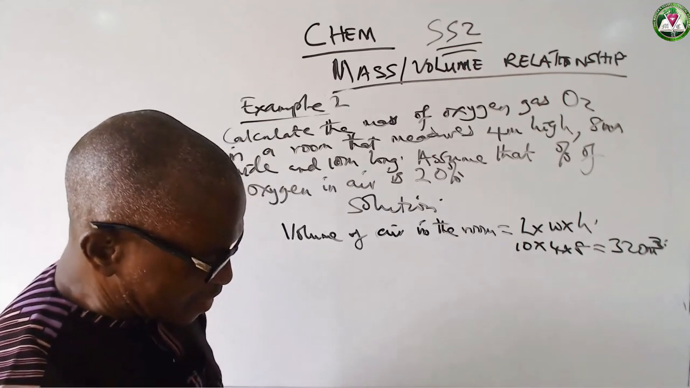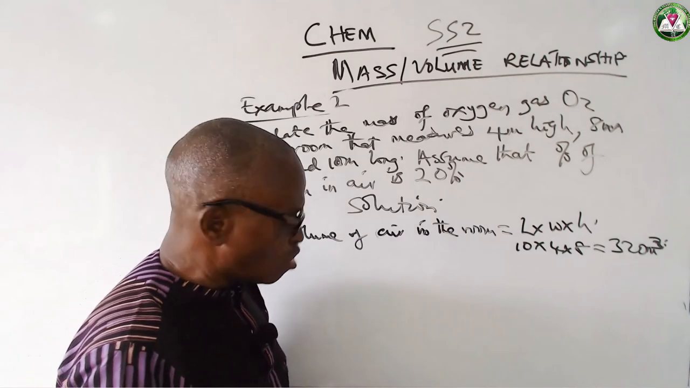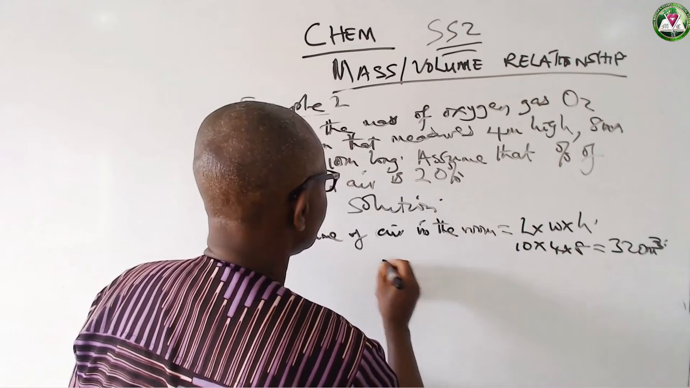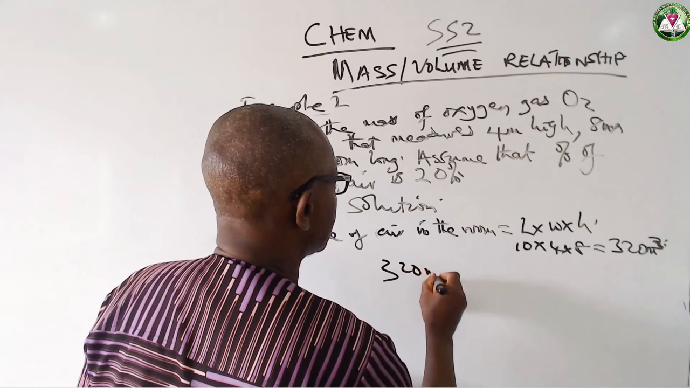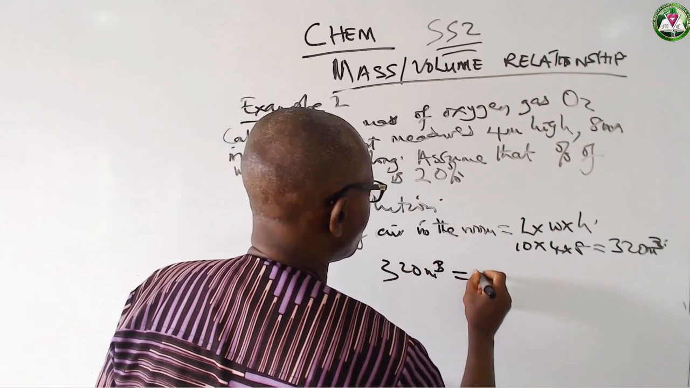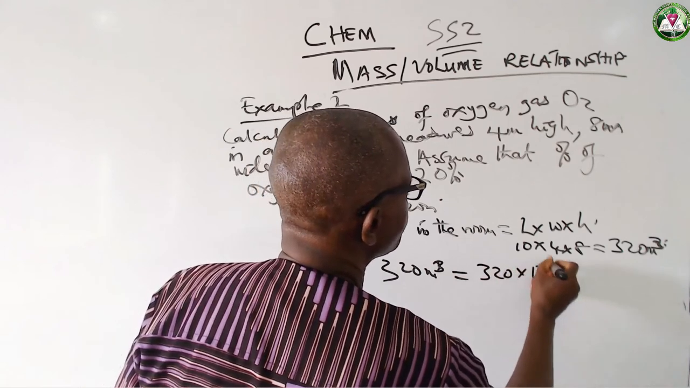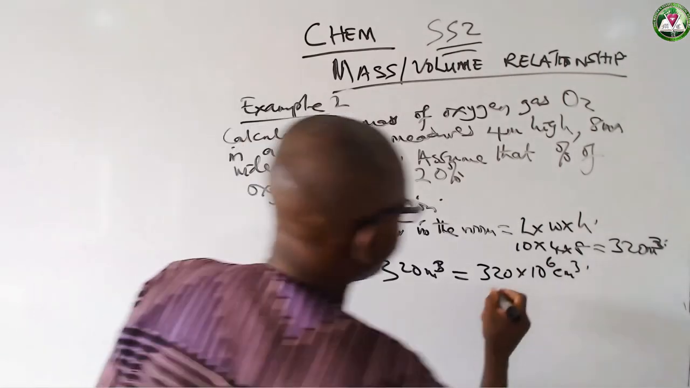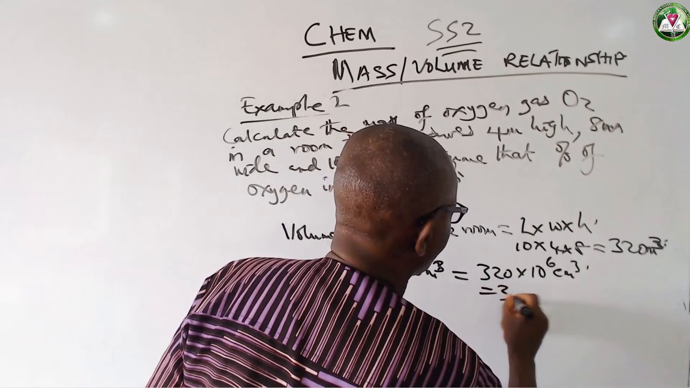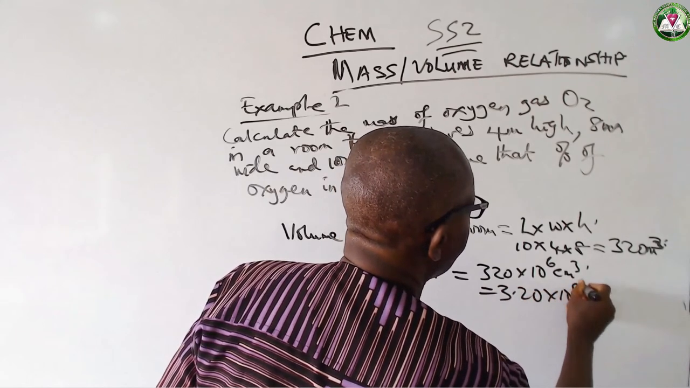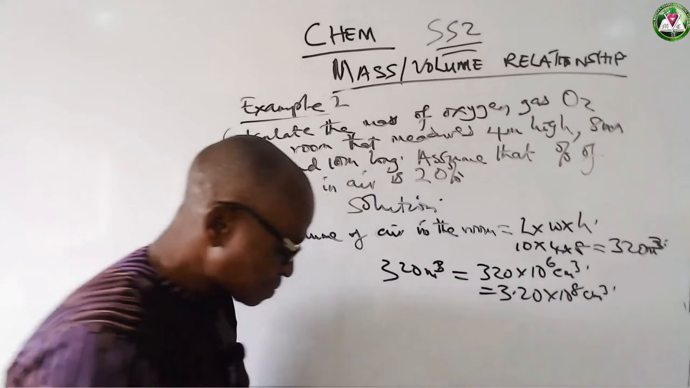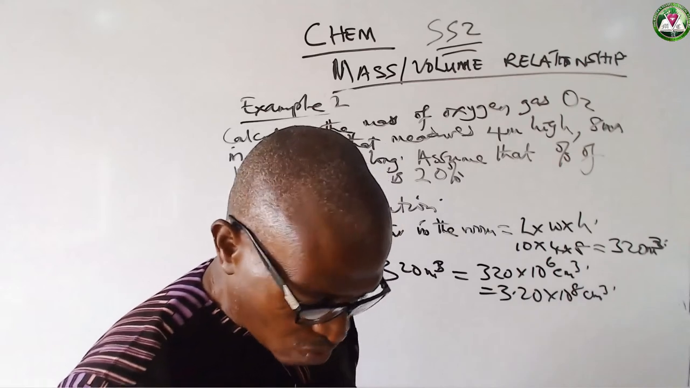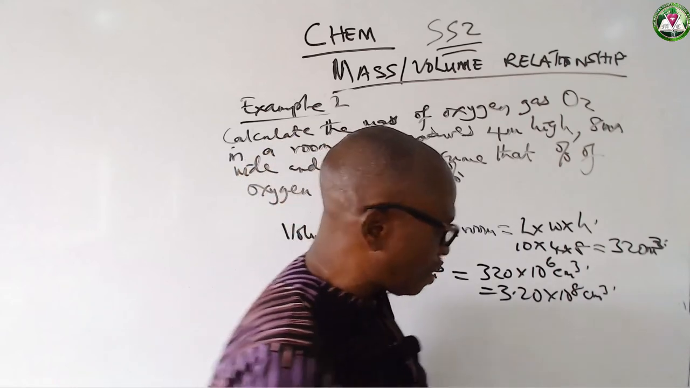the next thing is that we'll change this to cm cube. 320 meters cube will give you 320 times 10 raised to power 6 centimeter cube, which, if you want to put it in standard form, becomes 3.20 times 10 raised to power 8 cm cube. Therefore, we have gotten the volume of air in the room.